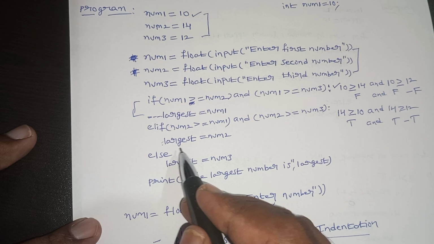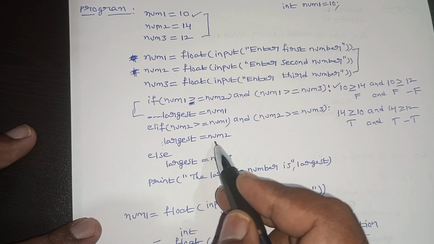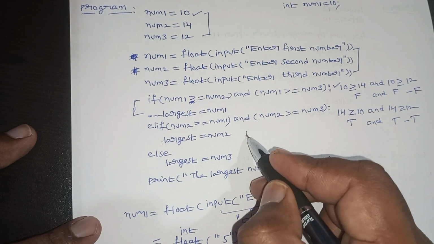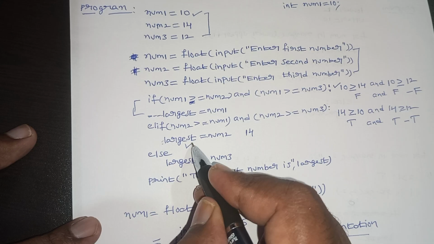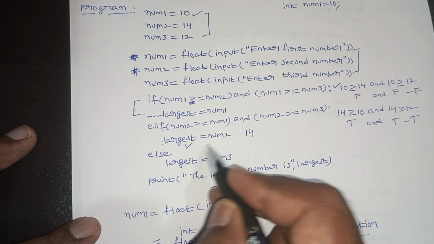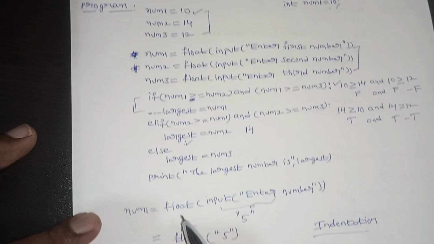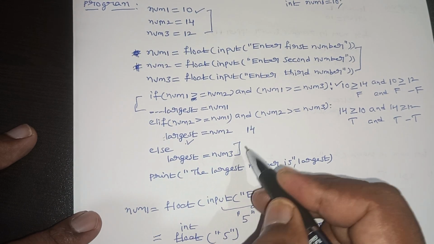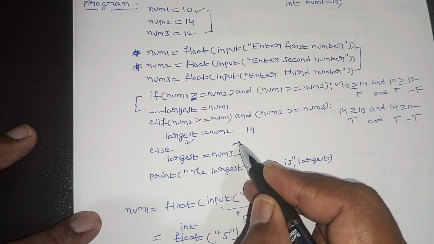Can you tell what type of variable this is? It is an integer variable. Why? Because num2 is 14, and 14 is an integer. Now what do I have in the largest variable? 14. Then don't execute the else part. Why? Because here the condition is true.